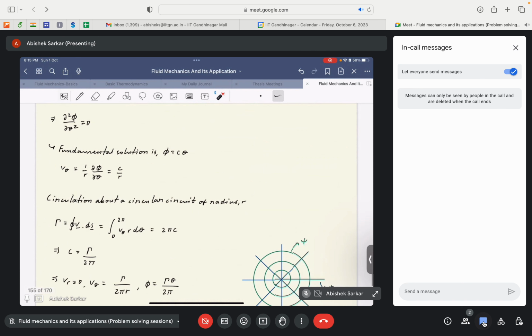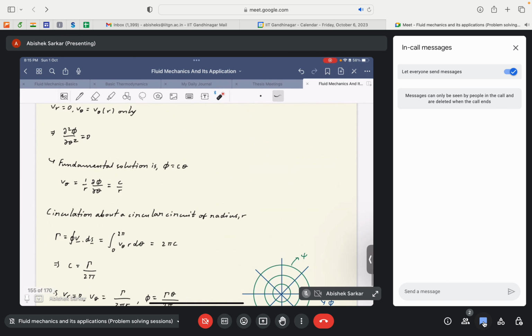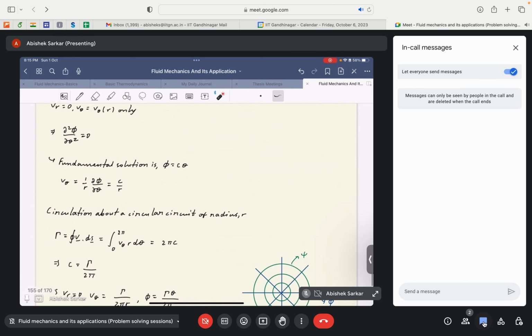I think I am making some mistake by naming v theta as angular velocity, because it may get confused with omega, so I'm sorry. Let me just call it v theta. So v theta is given by c by r.